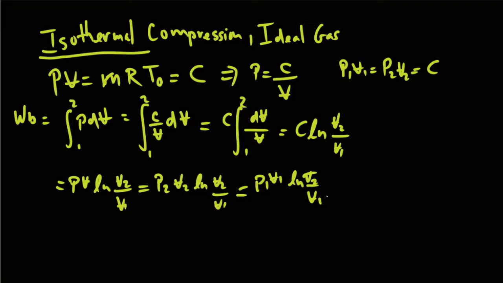So that's what we get for an isothermal compression, and what we're looking for is boundary work. Boundary work, in a sense we already found it up here. Is here, and then for C we can put in either P1 V1 or P2 V2, depending on what information we're given.